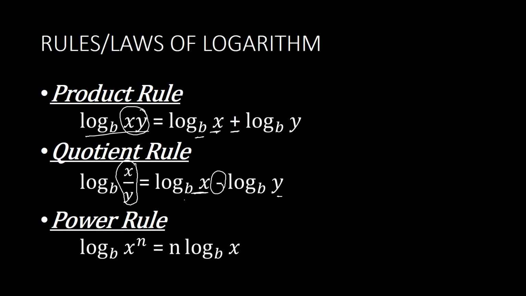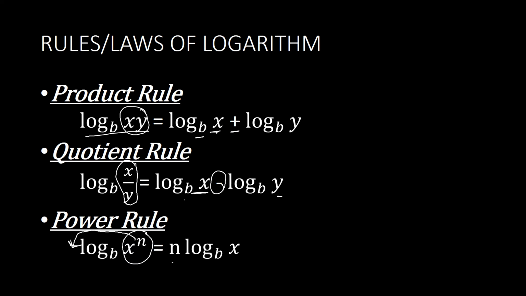Power rule, we have log of x to the power of n to the base of b, wherein your number here is expressed in terms of an exponent form. Then we can just do the power rule. So we can simply put down our exponent beside your log. That would serve as being multiplied to the entire logarithm. So we have here n times log of x to the base of b.